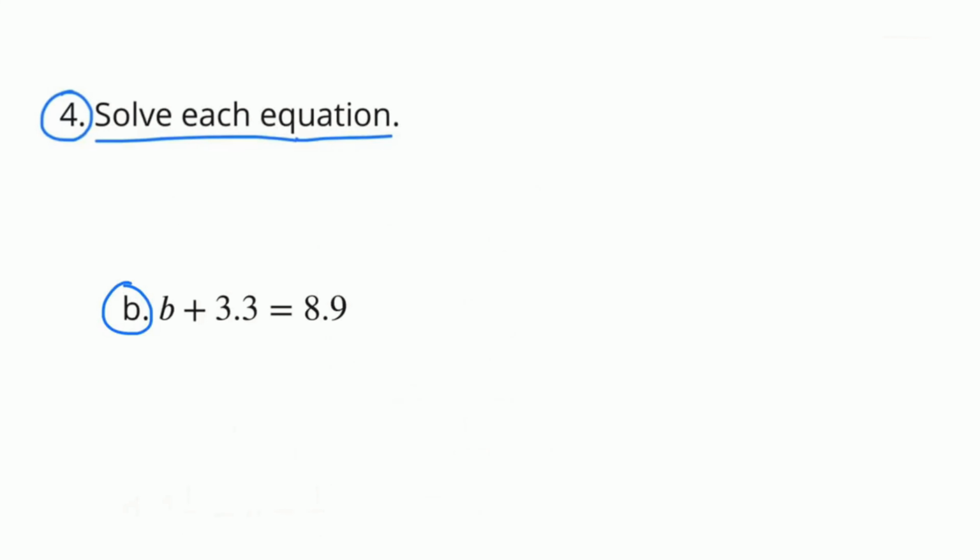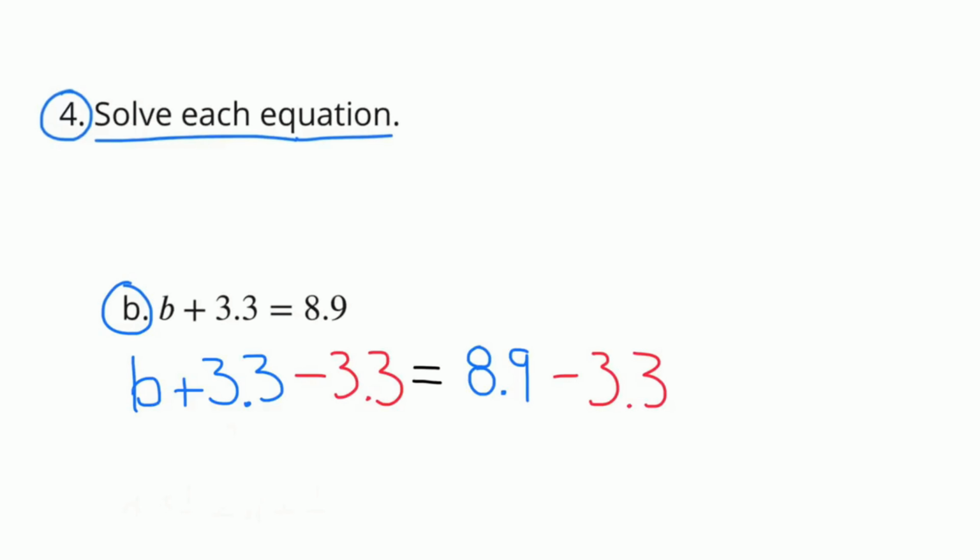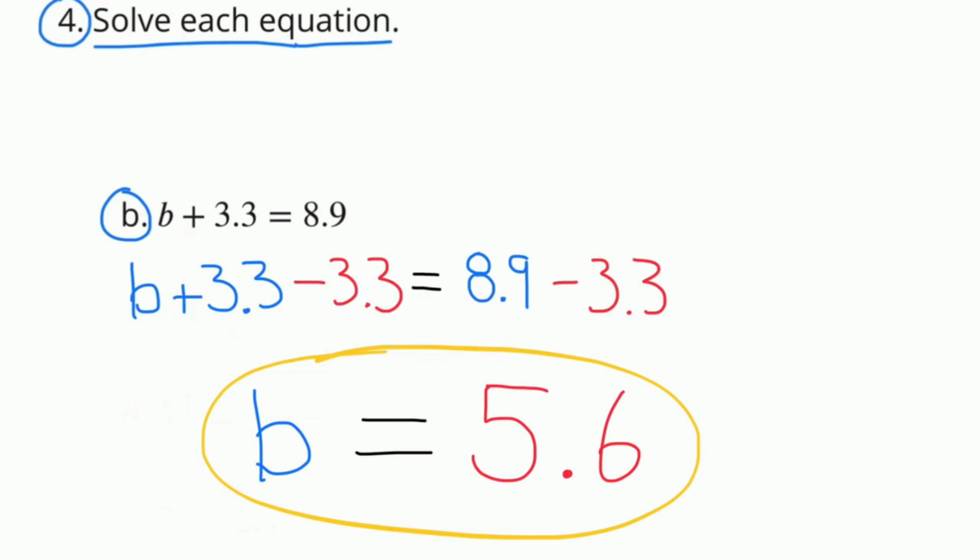b. b plus 3 3/10 equals 8 9/10. Since we're solving for b and we have to get b alone, we need to subtract 3 3/10 from both sides. So b plus 3 3/10 minus 3 3/10 equals 8 9/10 minus 3 3/10. That leaves us with b all by itself and 5 6/10. So b equals 5 6/10.